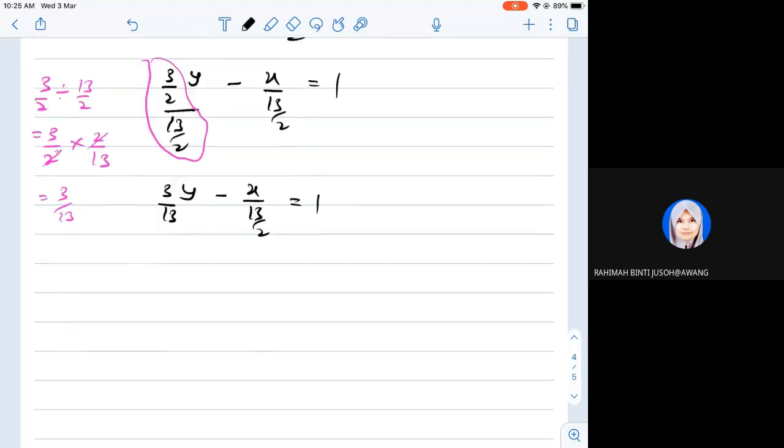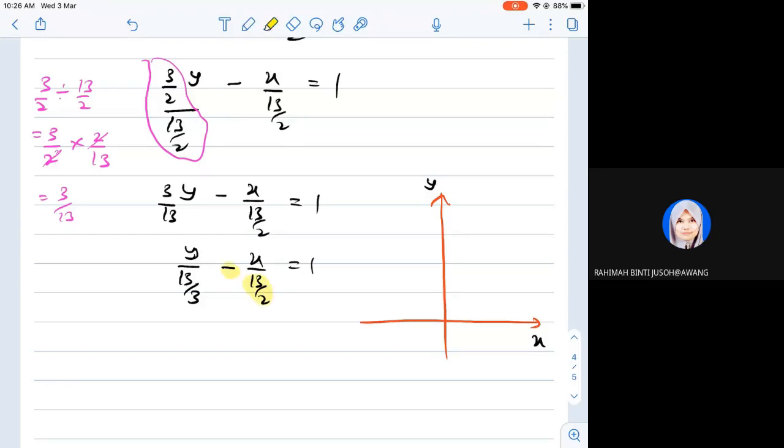So you have to be careful. 3/13 ni saya tak bawa dia ke bawah lagi. So y/13/3 minus x/13/2 equals to 1. So we can sketch the graph. XY. Okay, now again x negative kan? So x negative belah kiri lah. Okay, on the left negative 13/2 and y up here 13/3. Okay, like this, just like this.